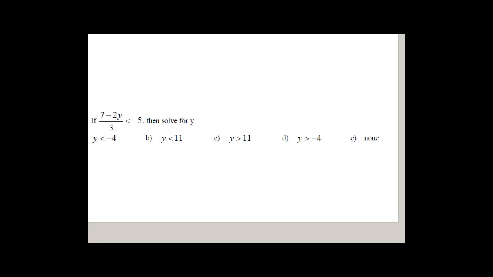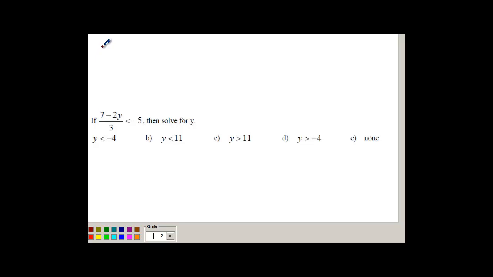If (7 minus 2y) over 3 is less than minus 5, then solve for y. We have some students online. Victor, can you tell me how to start this problem? For this particular one, in full honesty, I'm not really familiar with this one. Okay, not sure. We have few students online. If you know how to get started, you can type your first step.